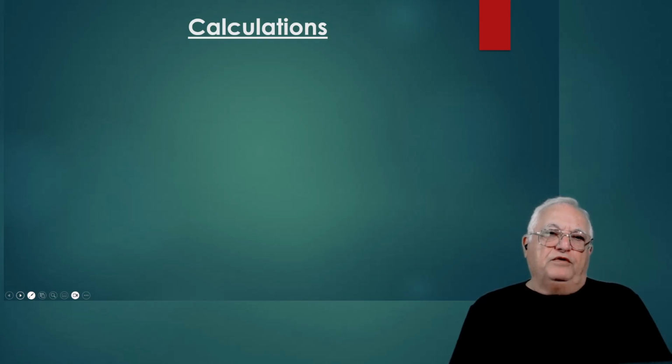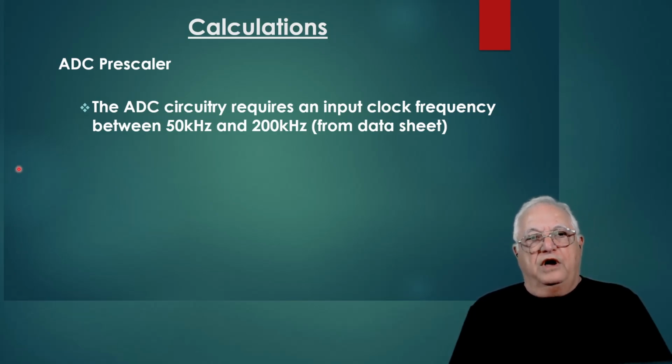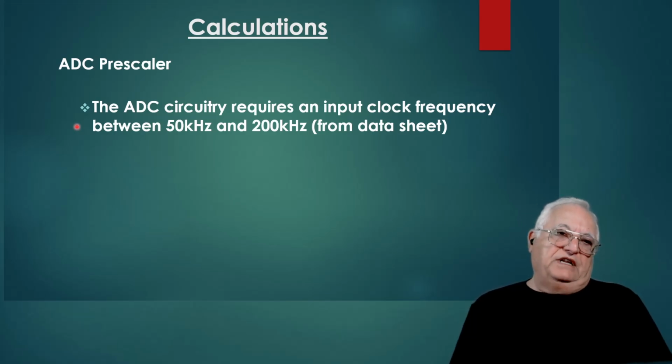Sorry, before we do that, let's look at some calculation. So what I did is I decided to do some calculation so it's going to be easier to understand the program. So the ADC circuit requires an input clock frequency between 50 and 200 kilohertz. That comes from the data sheet, and I had explained it before when I talked about the ADC, or in the ADC presentation, I should say.